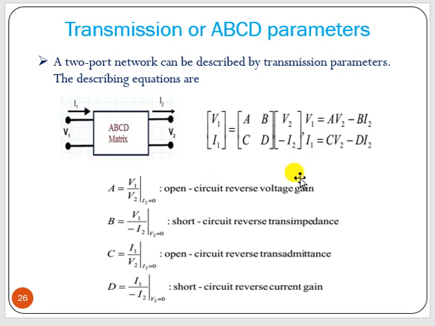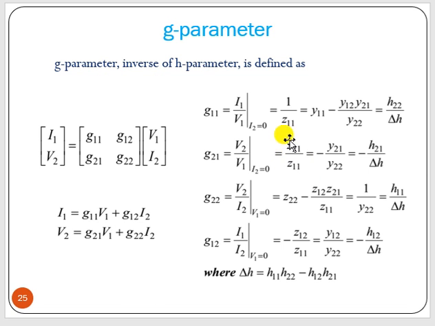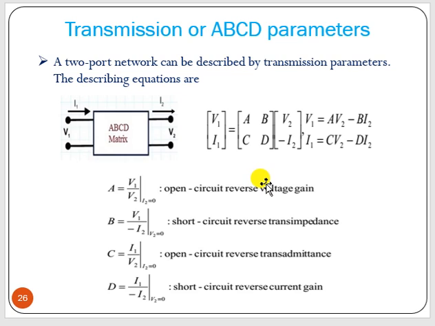Now if we want to find out the g parameters, here also we are making V1 a short circuit and the output port an open circuit. So it is a hybrid type, the g parameter, the inverse of hybrid, right? Now here A is nothing but V1 by V2 when I2 equals 0. That is the open circuit reverse voltage gain. Then B is nothing but V1 by minus I2 when V2 is 0. That means short circuit reverse transfer impedance.